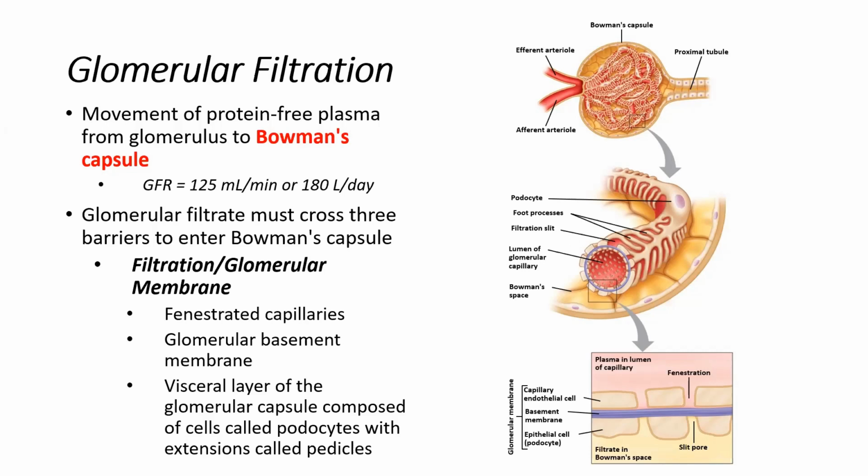And the glomerular filtrate must actually cross 3 different barriers to get from the vessel, where it is, the afferent arteriole coming in, over into the Bowman's capsule. It's got to cross 3 different structures which form the filtration or glomerular membrane. Okay, so there's the fenestrated capillary, and a fenestrated capillary is a capillary that has slightly wider or larger pores in between. Okay, we talked a little bit about the different types of capillaries before, and we talked about continuous capillaries, fenestrated capillaries, and then discontinuous capillaries, if you remember that.